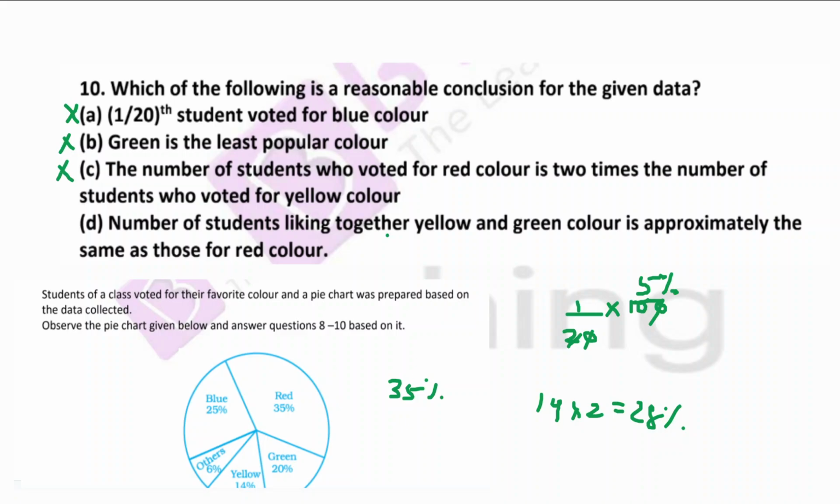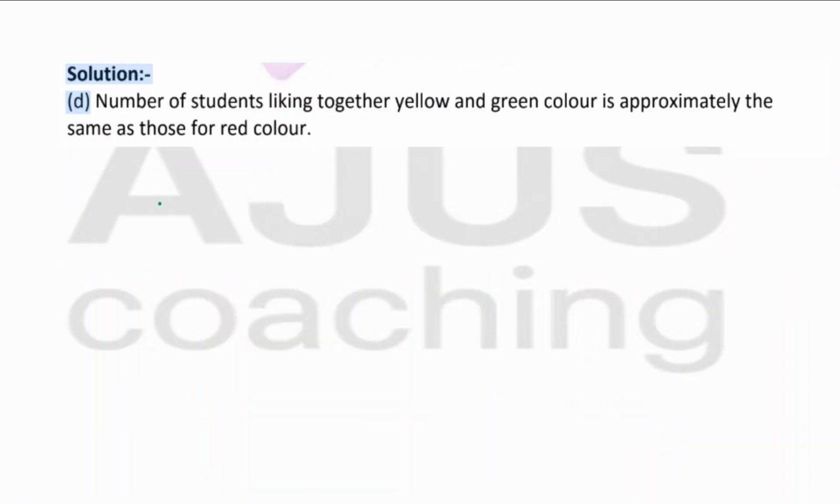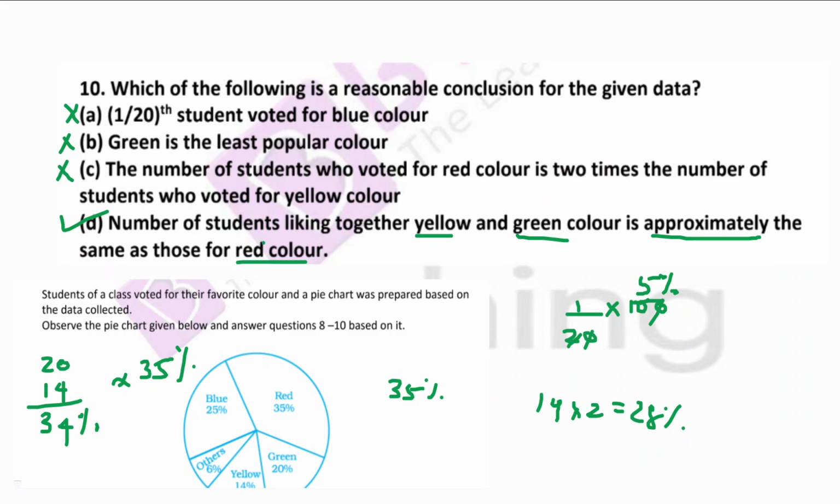The number of students liking together yellow and green color is approximately the same as that of red color. Liking yellow and green means 20 plus 14. 20 plus 14 is 34%. Is it approximately the same as that for the red color? Red color is 35%. So 34% is approximately equal to 35% in this context. So this is the right option. Now you please correct your solution with a red pen.